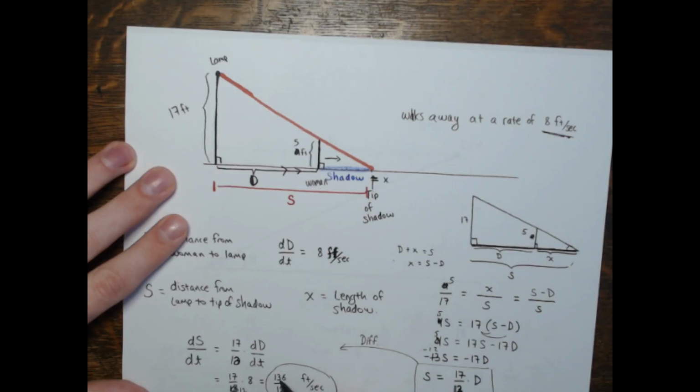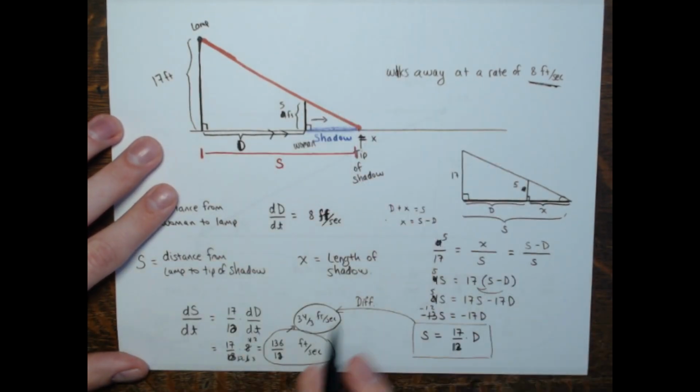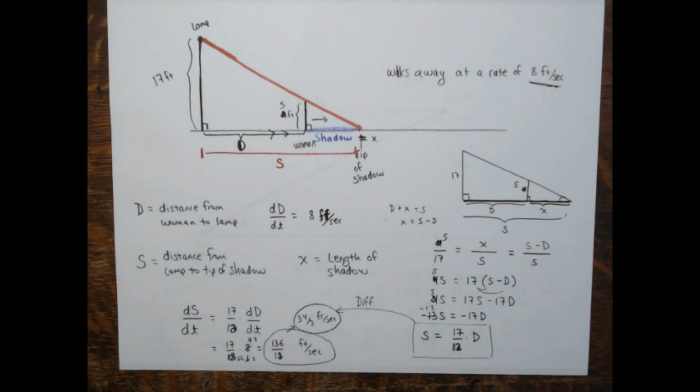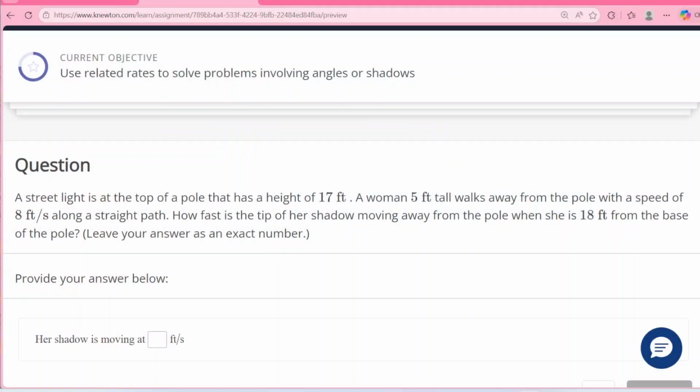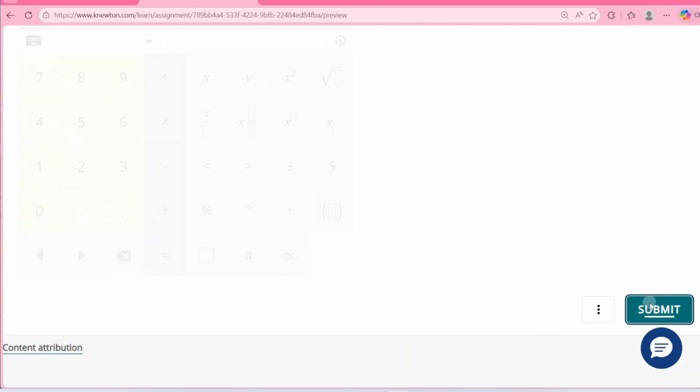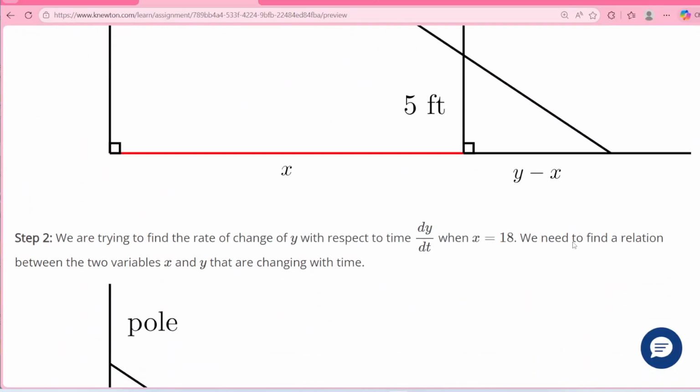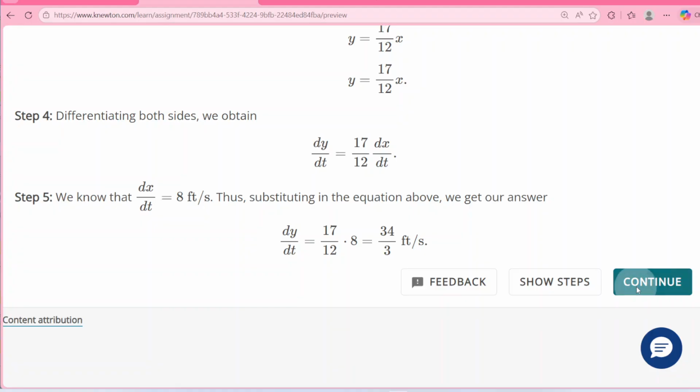So we can simplify this a little more. It'd be 136 over 12, but this is 2 times 4, this is 2 times 6, this is 2 times 2, this is 2 times 3. So we get 34 thirds feet per second as how fast the tip of the shadow is moving away from the base of the pole. It's the same thing as earlier, just change her height from 4 feet to 5 feet. So 34 thirds feet per second for this one. Very, very similar stuff, just different numbers.